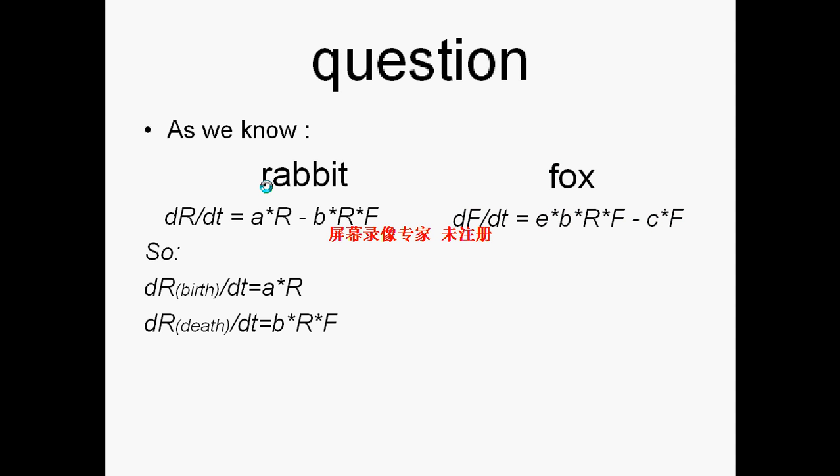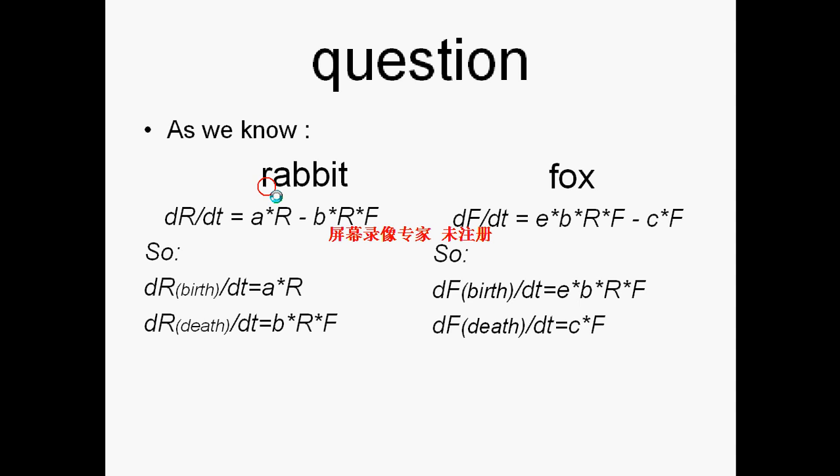If we turn to foxes, we can know the birth rate of foxes at time t is equal to e times b times r times f, and the death rate of foxes at time t must be c times f.